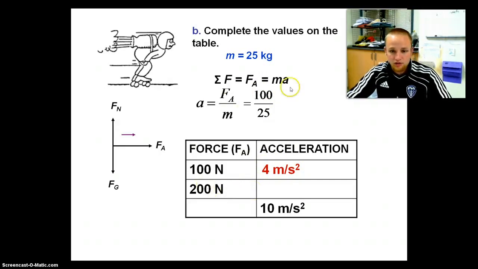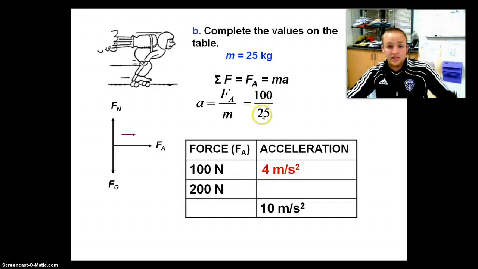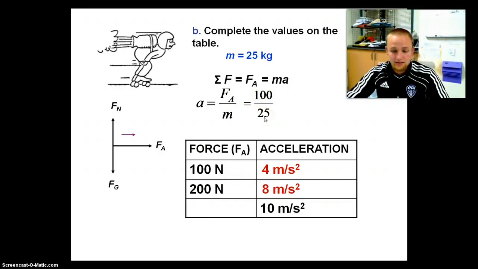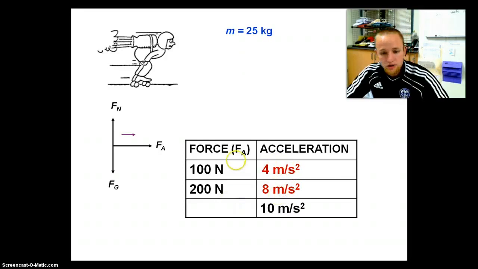If we do the same thing with 200 newtons, so now I plug in a 200 over my mass of 25, my mass doesn't change, and I get 8 meters per second squared. So if I double my force and change nothing else, then I double my acceleration. Makes sense.